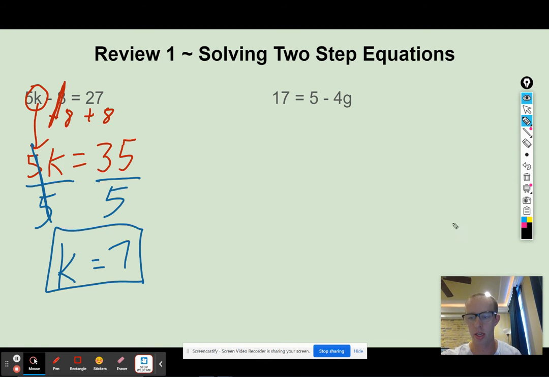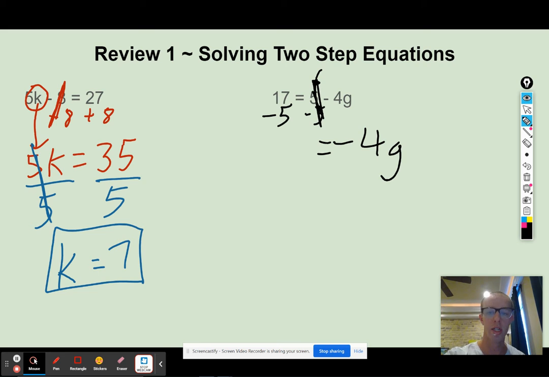Okay. Let's look at this next one. I'll grab my black marker. I have 17 equals 5 minus 4g. Sorry, I'm losing my voice a little bit. I'm trying to get this g by itself. So to do that, I need to get rid of this 5 first. This is a positive 5. So to get rid of a positive 5, I have to do a minus 5. Whatever I do to one side of the equation, I have to do to the other. So I do a minus 5 over here. These cancel. The only thing left on this side of the equation is a negative 4g.